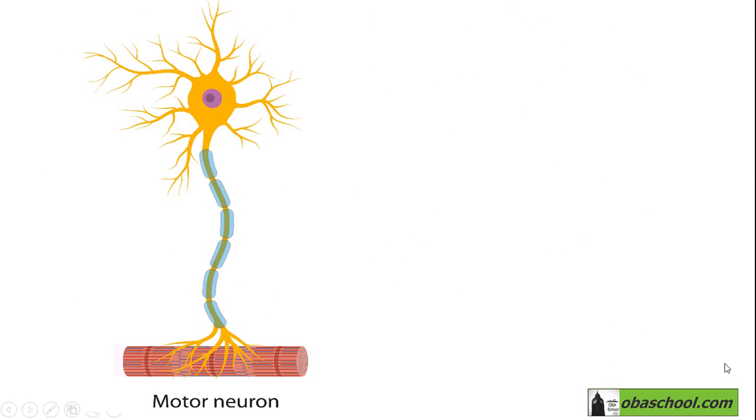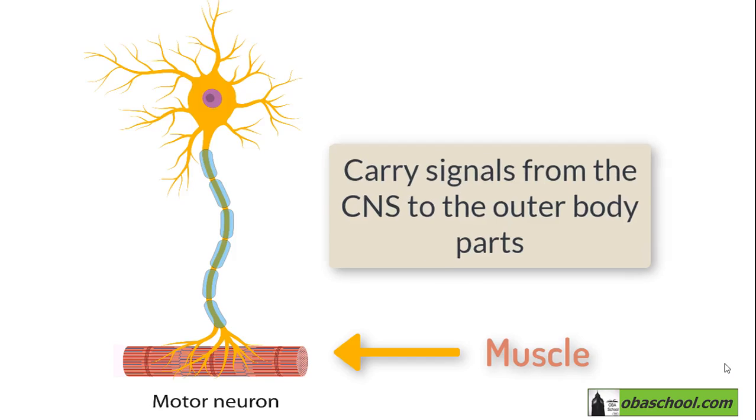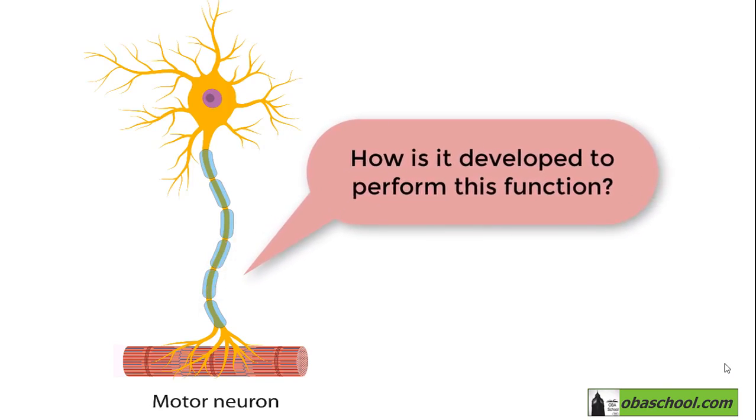So first of all, we need to know the function of motor neurons. The function of motor neurons is to carry signals from the central nervous system, which is the brain and spinal cord, to the outer body parts, such as the muscles, the skin, glands, etc. So, how is this motor neuron developed to perform this function?